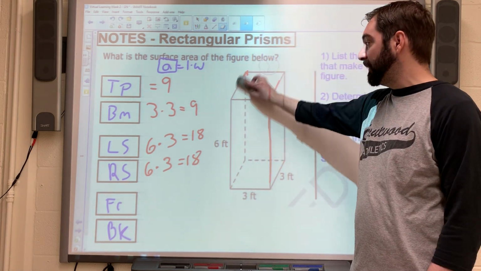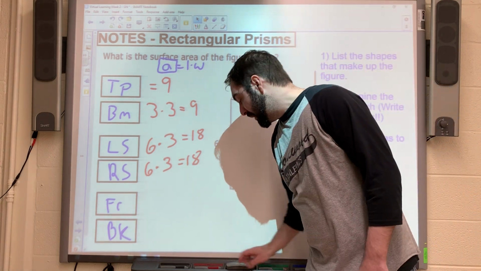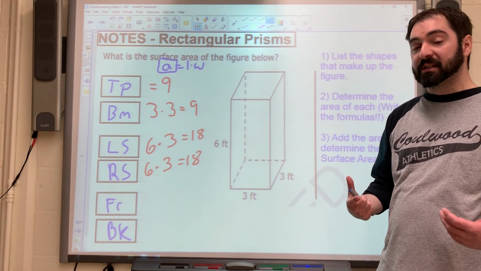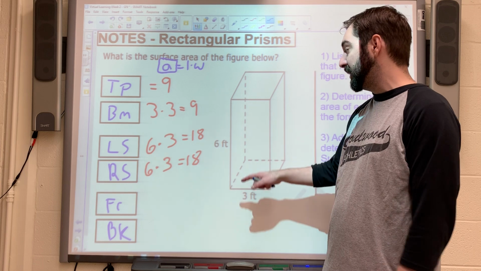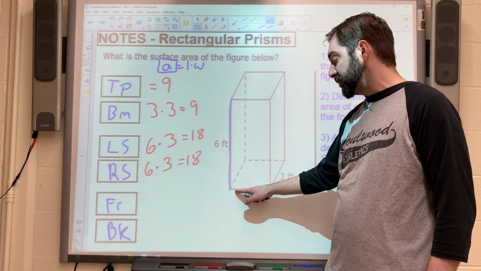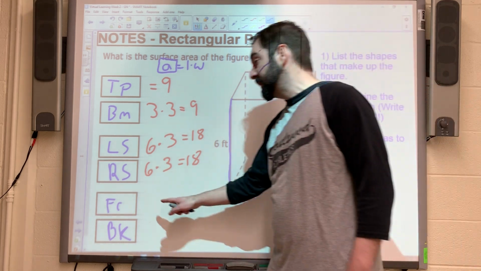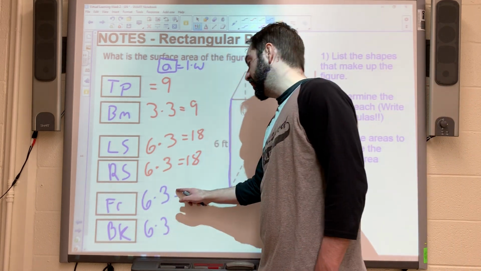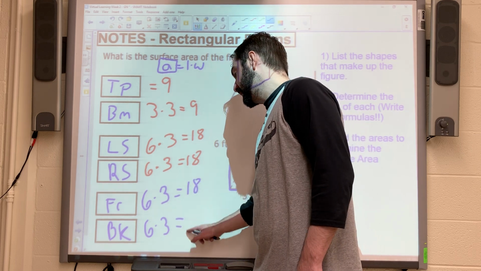Last, what do we have left? We have the front and the back. Again, I'm going to trace one, see if it gives me any information. If not, I'll trace the other, see if I can combine the information. Let's start with the front. As I trace the front, I go by a 6. I trace the bottom, I go by a 3. That must mean they are 6 times 3s, which are also 18s.